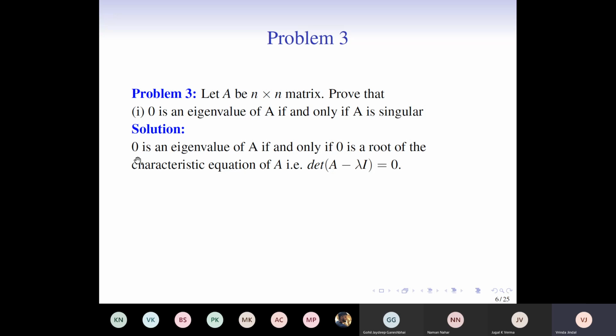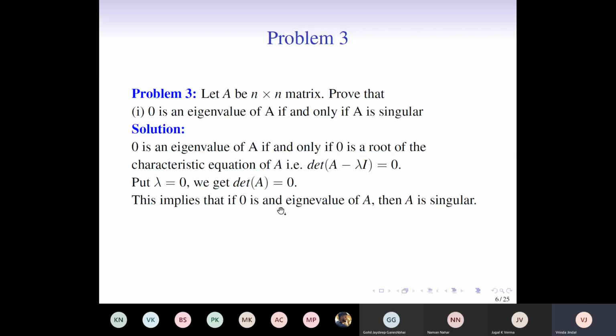So how do we go about it? First we prove it in the forward direction. 0 is an eigenvalue of A if and only if 0 is a root of the characteristic equation of A. The characteristic equation of A is determinant of A minus lambda I equal to 0. So we put lambda equal to 0 because we want 0 to be an eigenvalue of A, and we get determinant of A equal to 0, that is A singular.